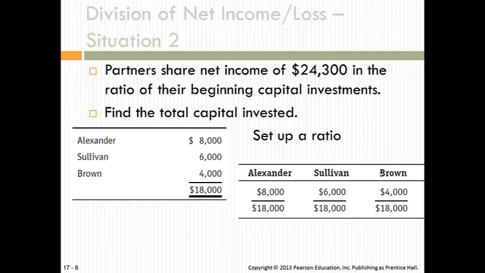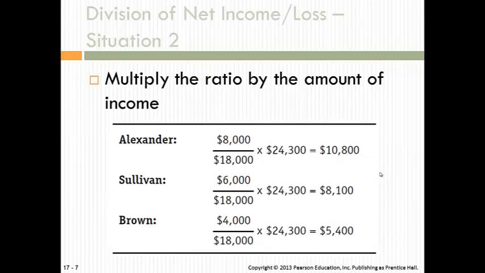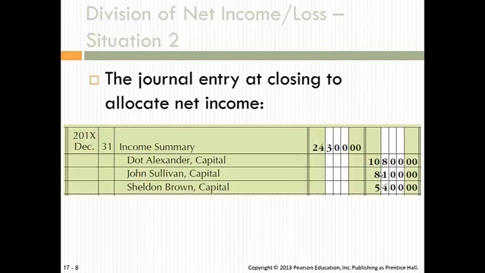Alexander has 8,000 of this pie, so his ratio is 8,000 divided by 18,000. Likewise, Sullivan is 6,000 divided by 18,000, and Brown is 4,000 divided by 18,000. Now that you have the ratio for each partner, multiply each ratio by the total amount of net income to be allocated. Each ratio is multiplied by 24,300. The numbers we just calculated are used in the closing journal entry. We close the total amount of net income to each partner's capital account.